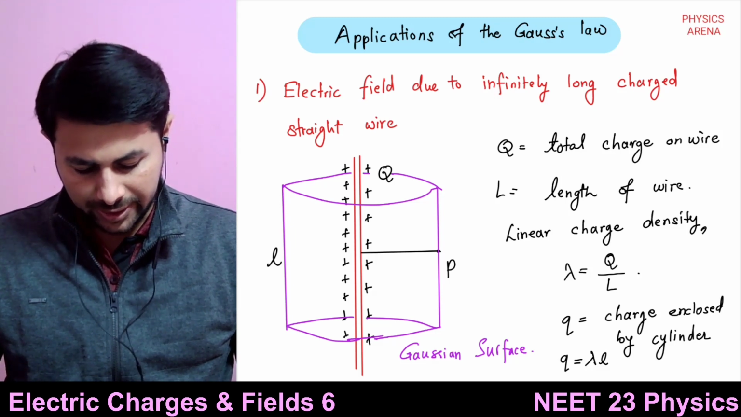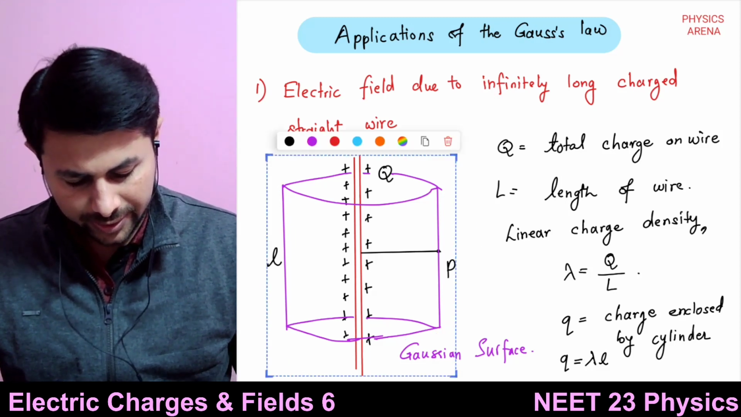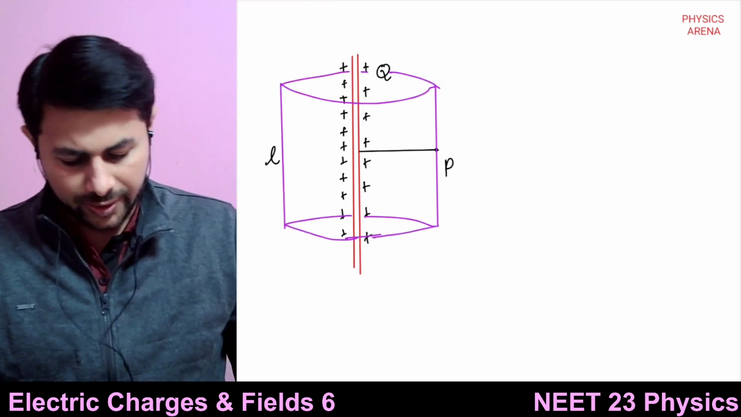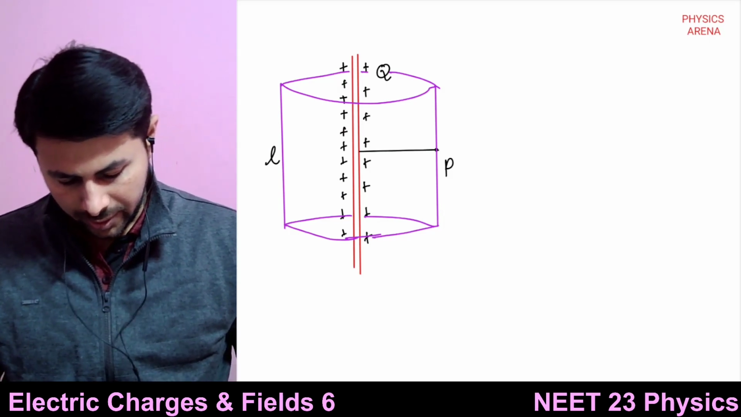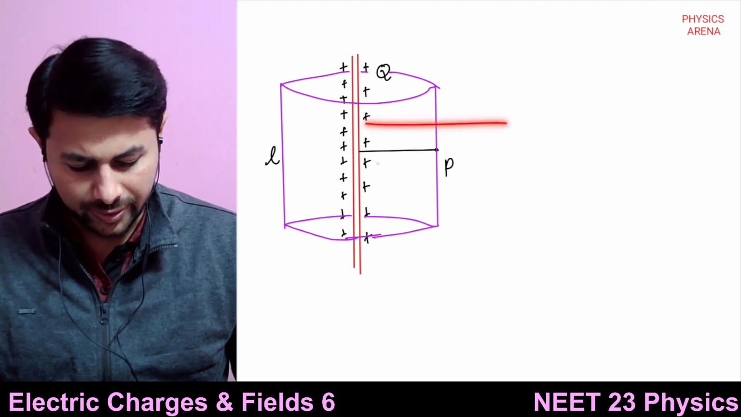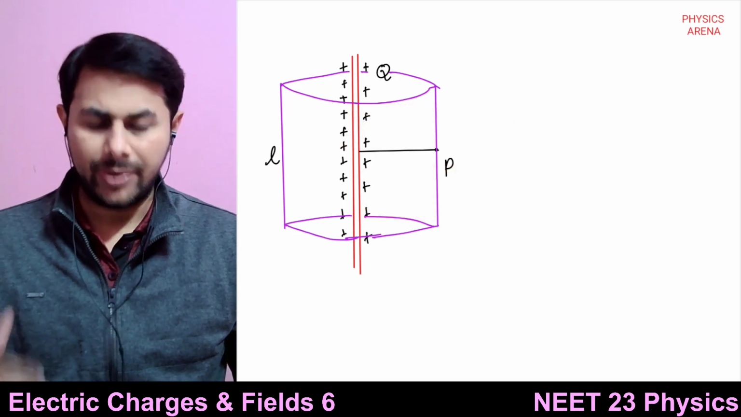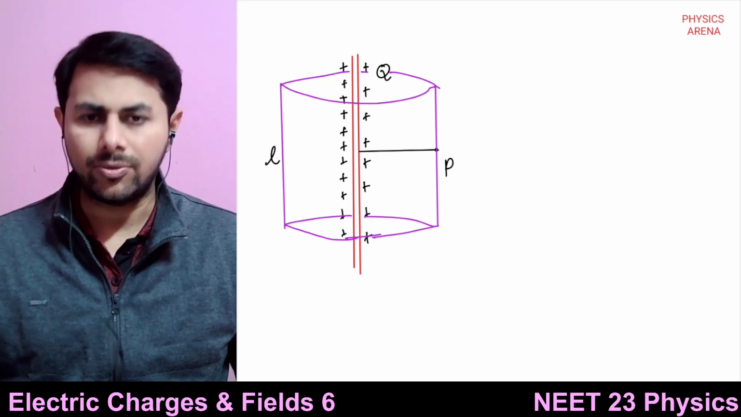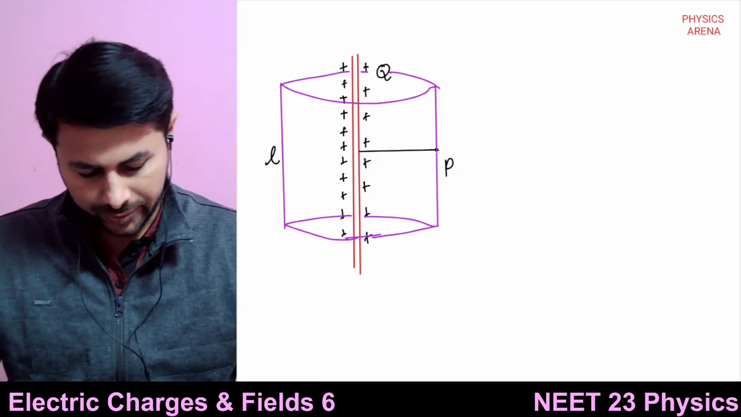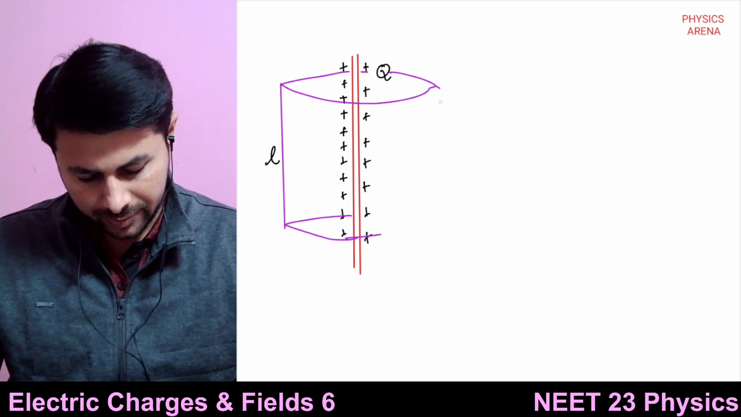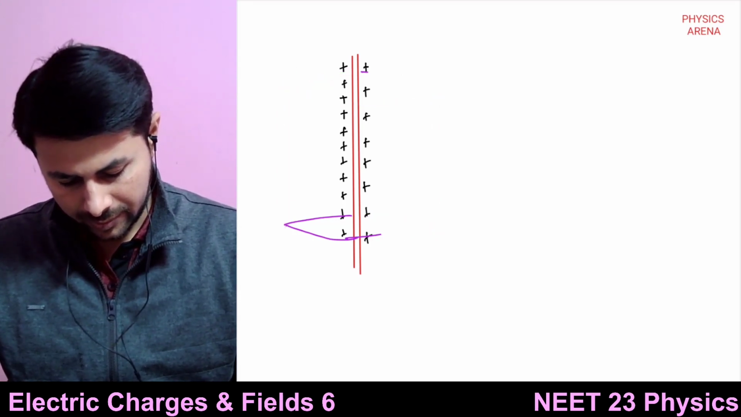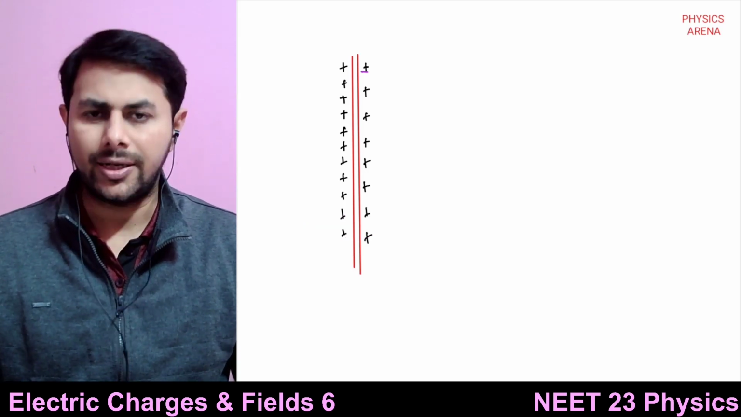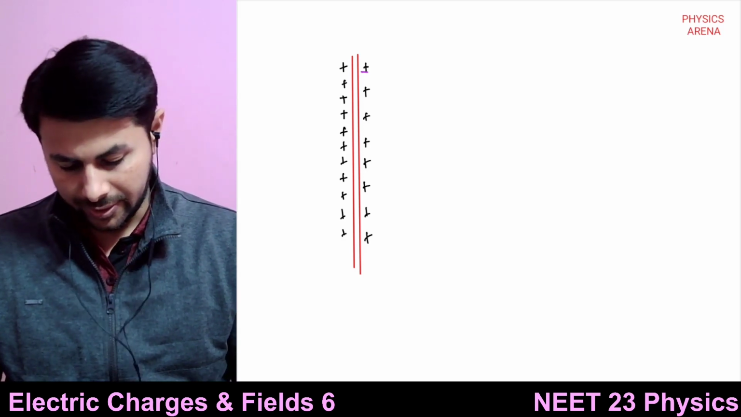All right. Now after that we'll find out the flux. See, the electric field due to this wire would be perpendicular to the length of the wire. Let me explain how. What we are going to do is find out the direction of the electric field due to this wire.